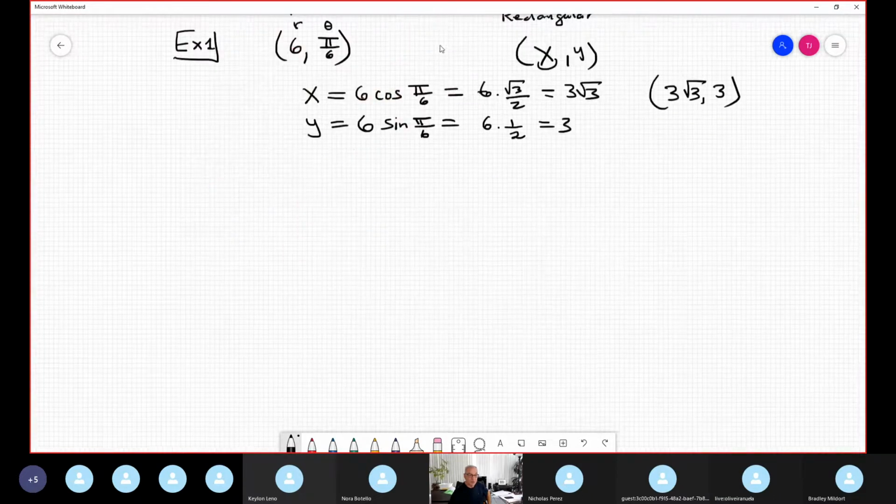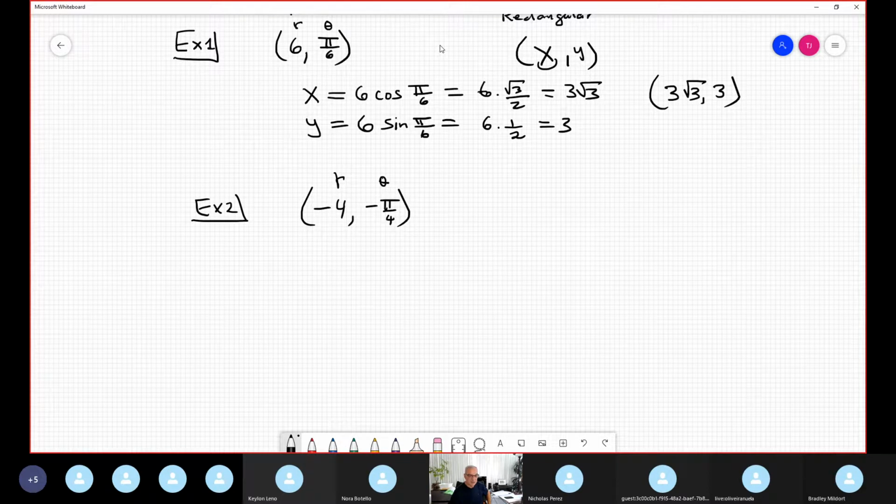Let's do one more in the same direction. Example 2. You have -4, negative pi over 4. In this case, I complicate your life a little bit because r is negative and theta is negative.